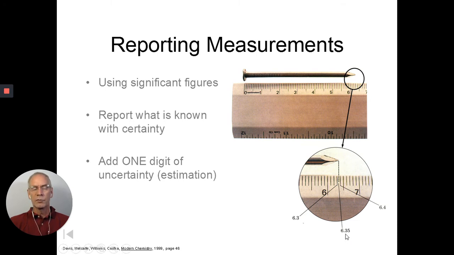If you wrote 6.350 centimeters, you are incorrect. You are estimating 2 digits of uncertainty, and that's not allowed. Imagine if I called that 6.3500002618 centimeters. You know I'm making up those numbers. So we're only allowed to make up one number, the last digit.